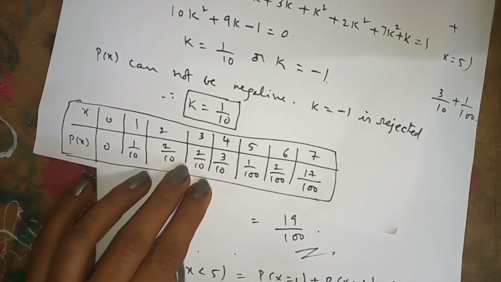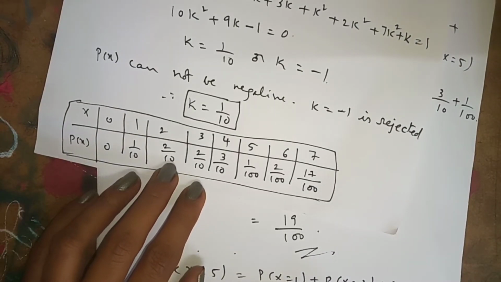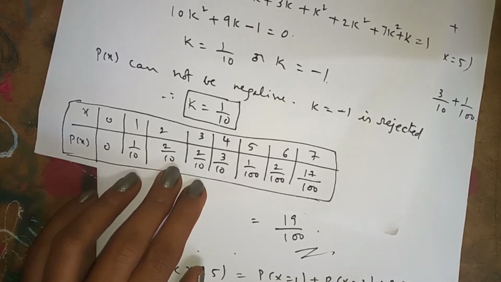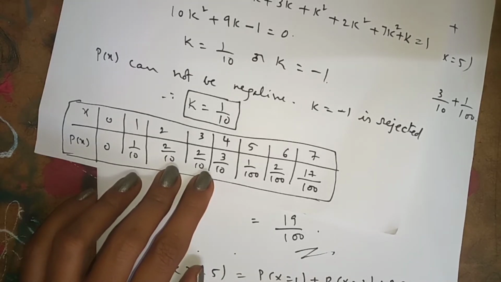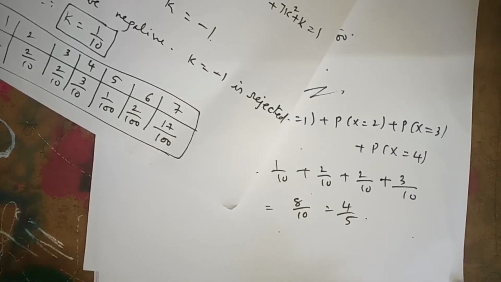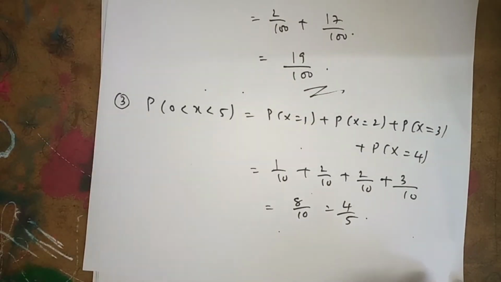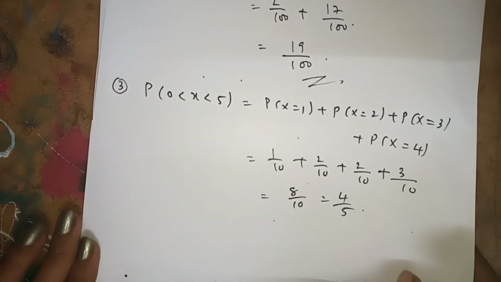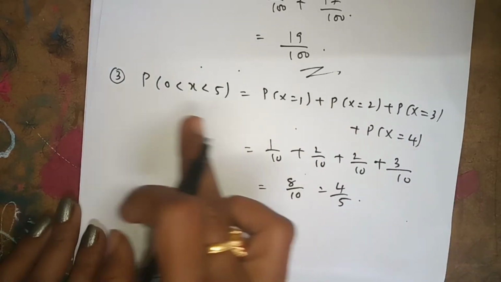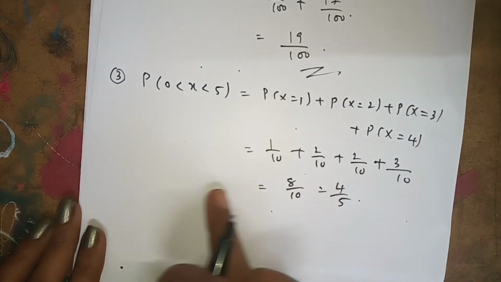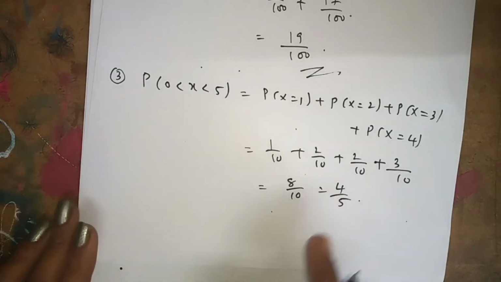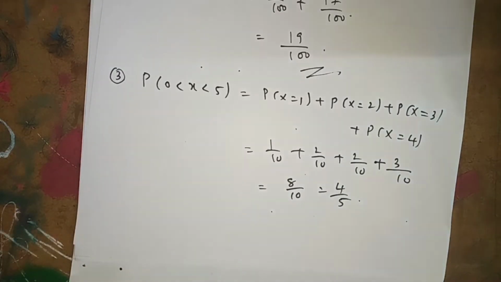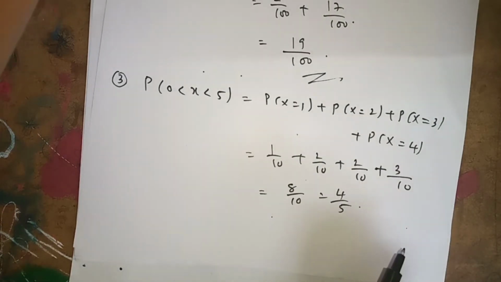Now the values 1, 2, 3, 4 are 1 by 10 plus 2 by 10 plus 2 by 10 plus 3 by 10. How much will you get? 8 by 10, which is nothing but 4 by 5. If you simplify, you will get this. Between 0 and 5, you will get 1, 2, 3, 4 only. That's why if you add all these values, 8 by 10, that is equal to 4 by 5.